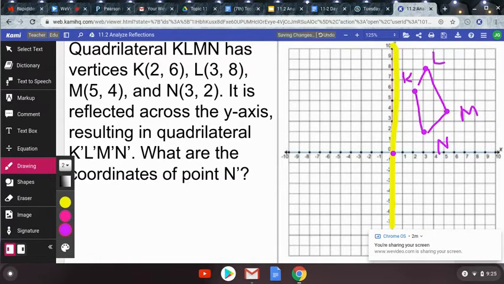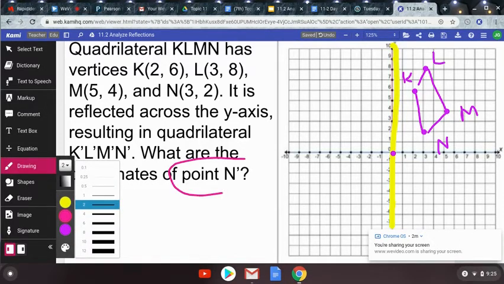And now I'm going to reflect those 4 points over the y-axis. Now, it actually says that we only are focusing on N because it wants to know the ordered pair of N prime. I'm going to go ahead and just do all of them so we can get practice doing it. But we're going to focus in. Remember, when we answer the final question, they just want to know what N prime is.